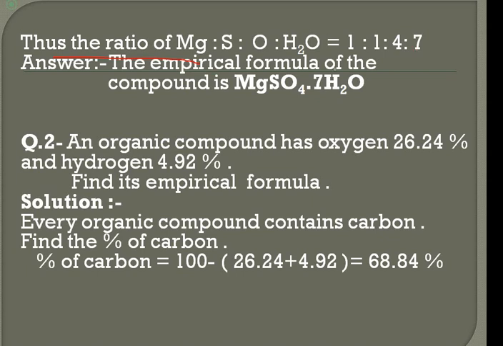So the empirical formula of the compound is, now if magnesium is present, how many magnesiums are present there? 1. So here we write only 1 magnesium. How many sulfur are present there? There is only 1 sulfur present, so we write only 1 sulfur, right? And in the case of oxygen, it says there are 4 oxygen atoms present, so we write O4. Now in the case of water molecule, it says that 7 water molecules are present.